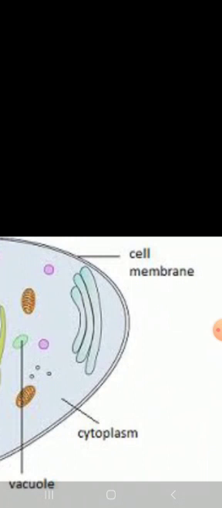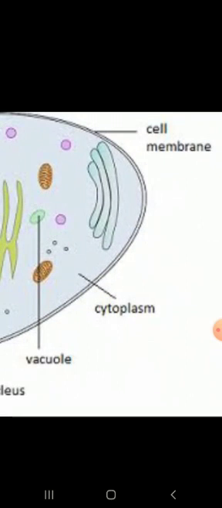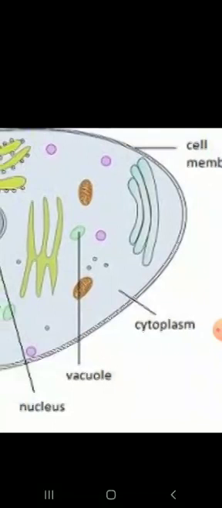So the outer membrane of the animal cell is the cell membrane, which is protective in function, in that it allows few materials to come inside the cell while preventing others from coming in, and it also gives shape to the cell. Similarly, cytoplasm is the jelly-like structure that fills the cell and all the other organelles are floating in it. Vacuole: in the animal cell many smaller vacuoles are present, whereas in the plant cell one large central vacuole is present.